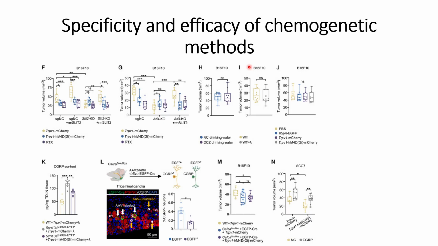Thereafter, they checked some negative controls to check the specificities. In panel H, they checked whether DCZ, which is required in order to trigger the chemogenetic method using HM4DGI, has an effect on its own. They first checked in non-optogenetic conditions with normal drinking water and DCZ drinking water. They do not see any tumor changes, indicating that DCZ alone does not cause any tumor change. Thereafter, they also checked wild type and wild type with light, or optogenetics. In that case also, they do not see any significant changes.